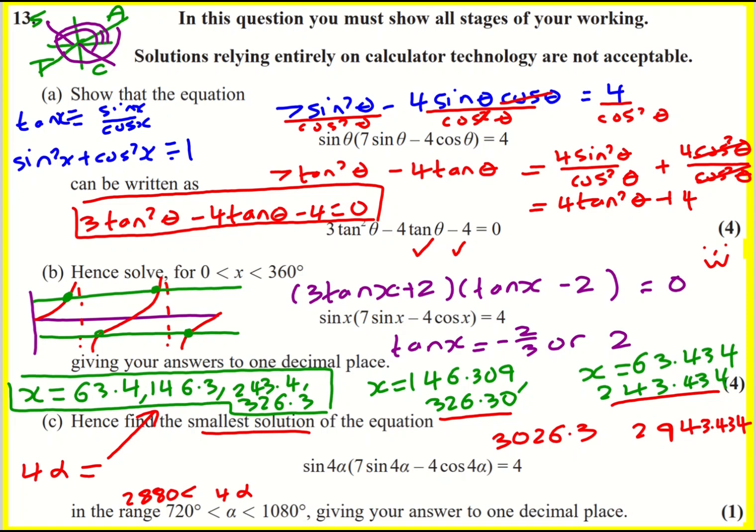I suppose you could work out how many 180s go into 2880. That's going to be better. 16 of them, and then just add on 16 lots of 180 from the very beginning, or maybe 15 of them. That is a bit quicker. So 2,943.434 is the smallest. That is my 4 alpha.